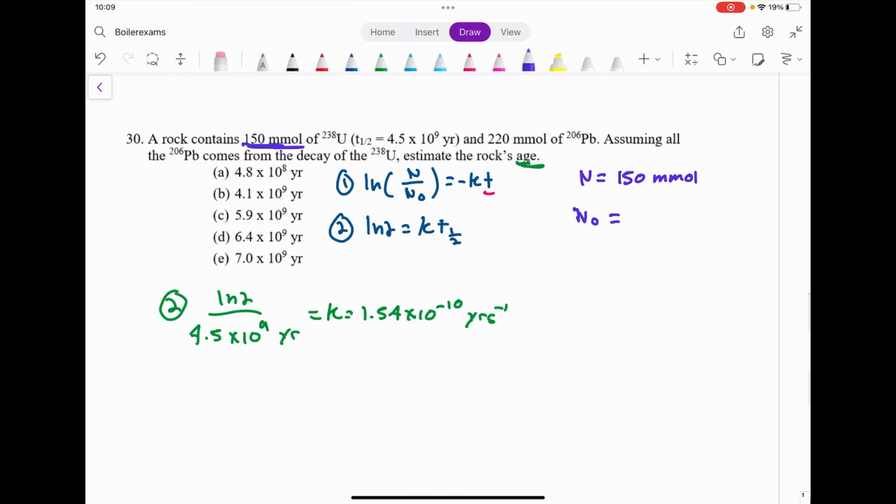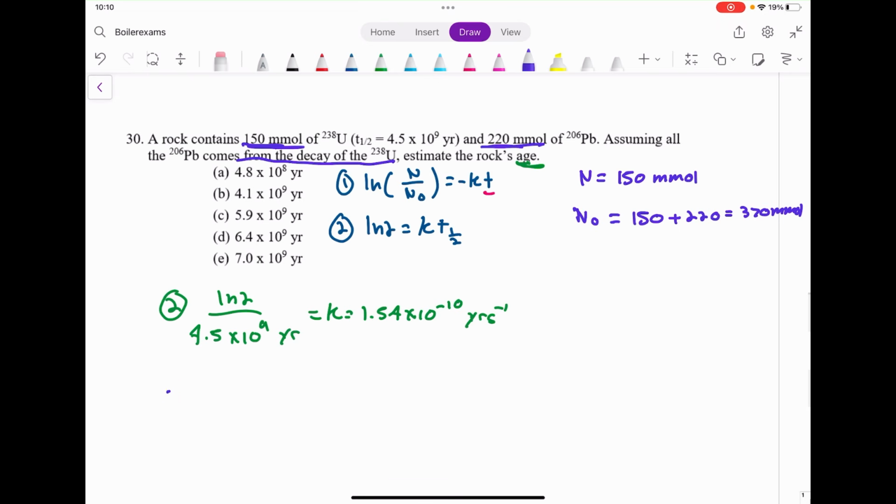Initially, at time t equals 0, we know that all the 220 millimoles of lead that exist within the rock, they say that all of them came from uranium-238 at one point. So initially, we had 150 millimoles plus 220 millimoles of the uranium-238. So initially, we had 370 millimoles. So our N is 150, and then our initial is 370.